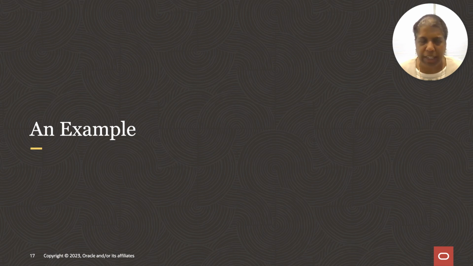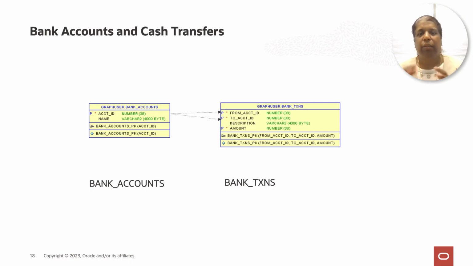So let's now look at an example with data, which helps you make some of these concepts concrete. Let's say we have in our Autonomous Database 2 tables, the bank accounts table and the bank transactions table. The bank accounts table has information about the accounts, such as the account ID, the name of the account holder, perhaps their address, phone number, and things like that. And the bank transactions table contains information about which account transferred money to which account. So all the cash transfer information is captured in this table.